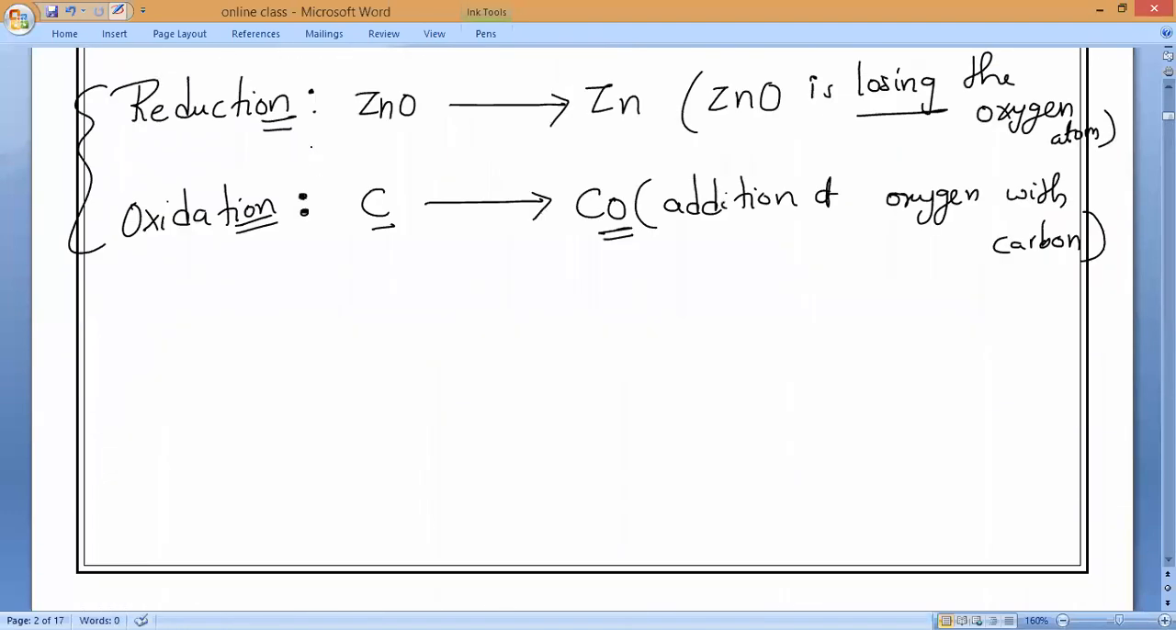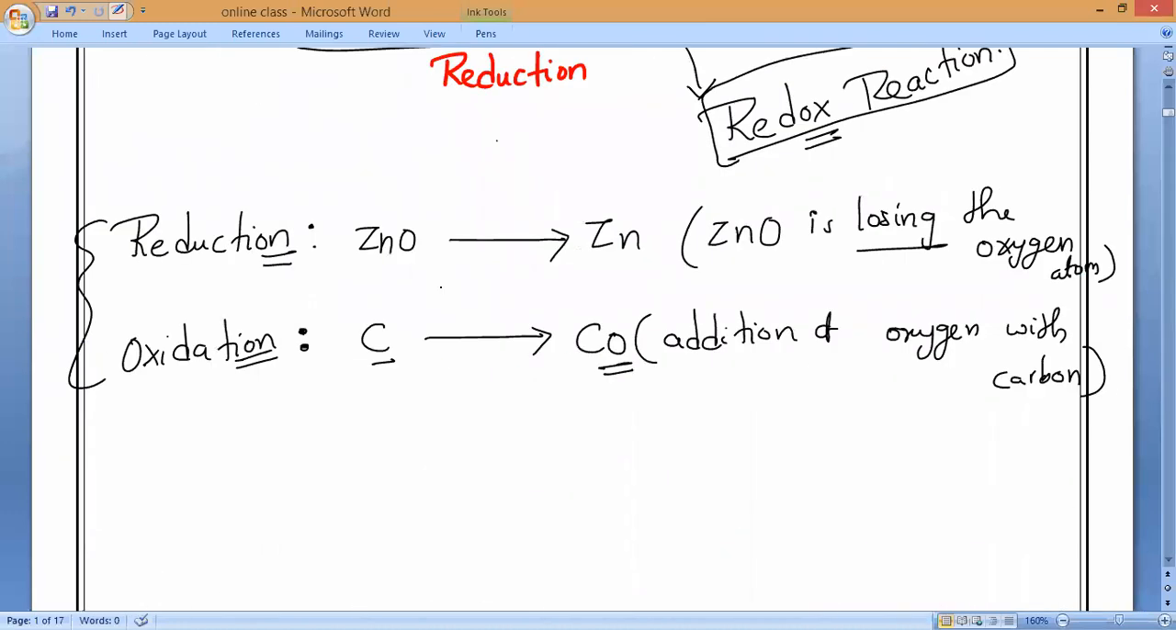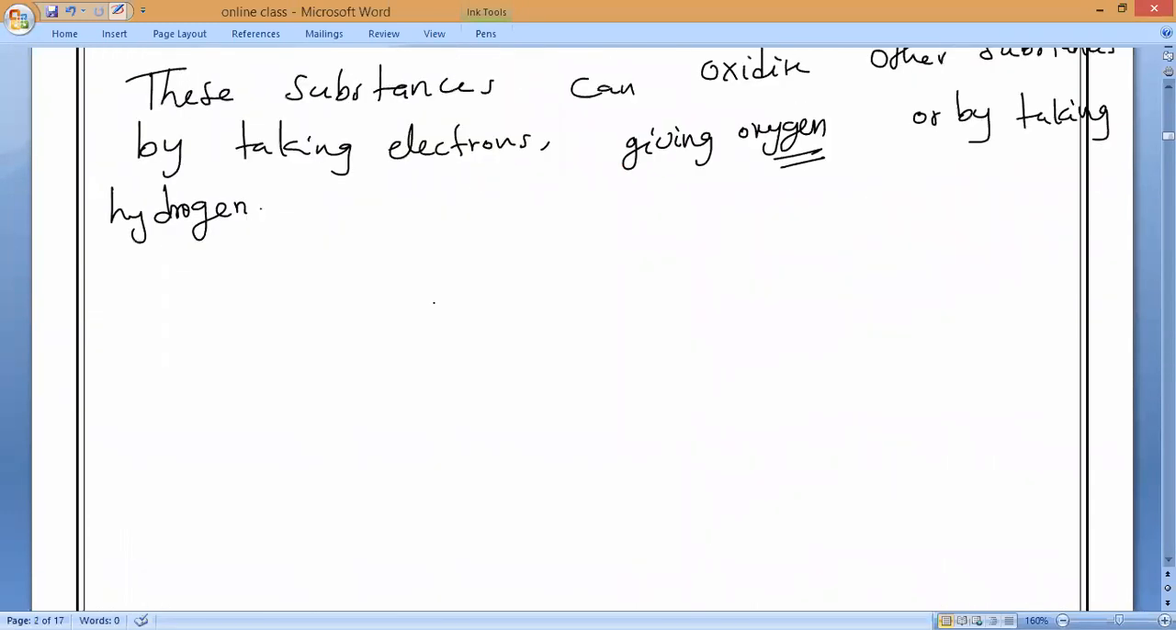Now observe very carefully in this example: carbon does not have hydrogen, but still we call it a reducing agent. Why, guys? Can anybody answer my question? Because either it needs to donate hydrogen or it needs to take oxygen. It is going to take oxygen. That is why carbon is called a reducing agent. You will understand once I teach the reducing agent also.